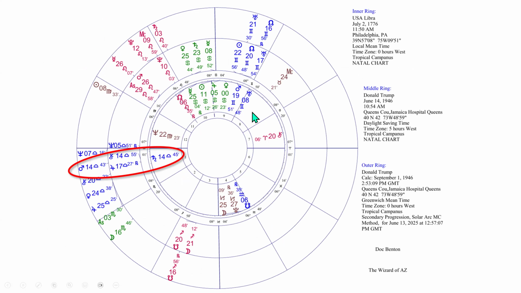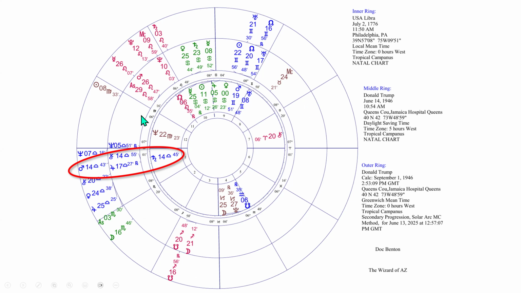The inner chart is the July 2nd, 1776 chart for America. July 2nd, because that is when the Continental Congress passed the resolution for independence. That is when the decision was made to be independent from Britain. However, if you put a July 4th Sibley chart in here instead, you're going to have the same astrological configuration that I'm going to point out.